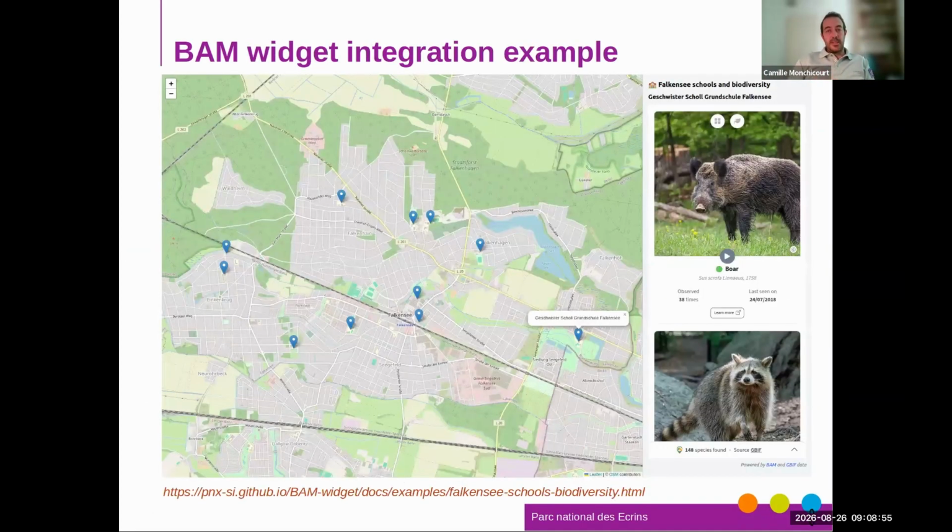Just a few examples. This is one of them. This is an example of the widget integration. This is a web page where you have a map of the schools in a German town. And when you click on one of the schools, the BAM widget on the side will automatically get the location of the school and find all the observations within 500 meters around it, and display the list of the species observed around the school in a simple way, easily understandable by anyone.